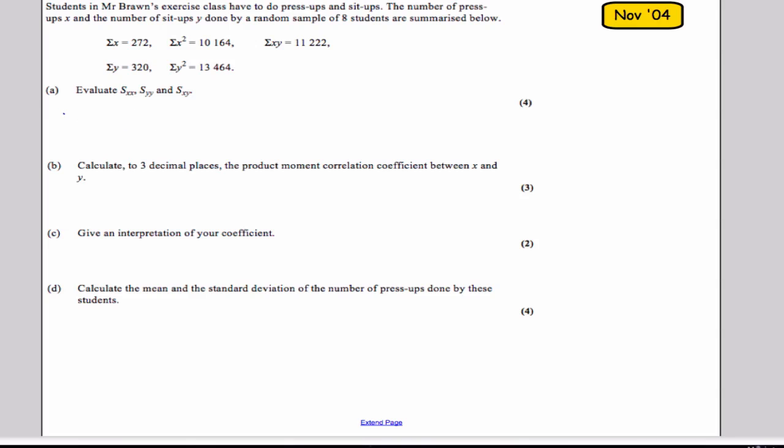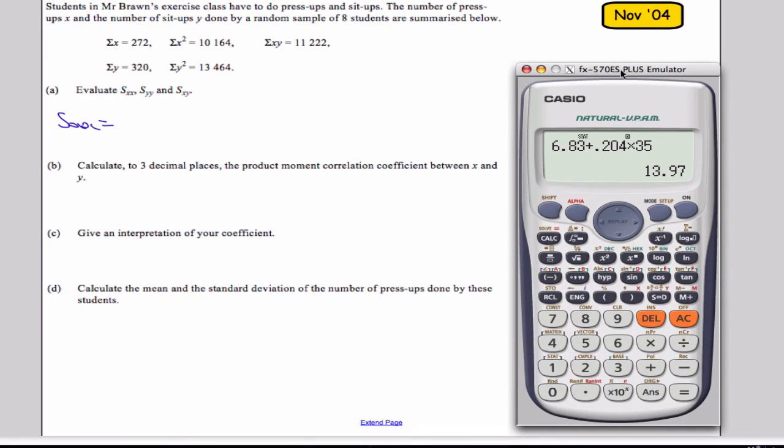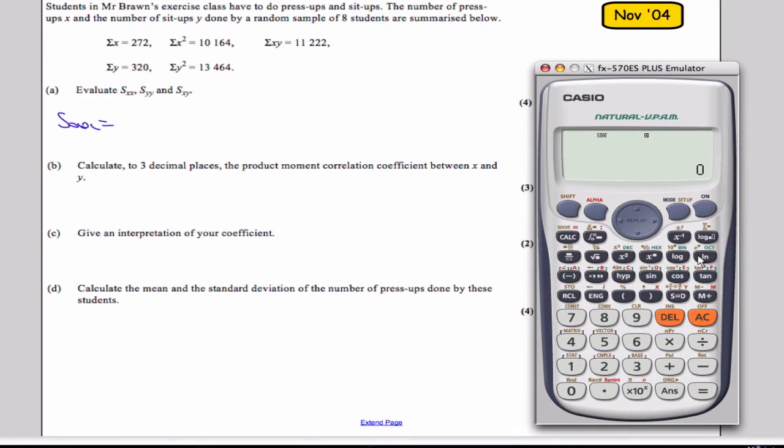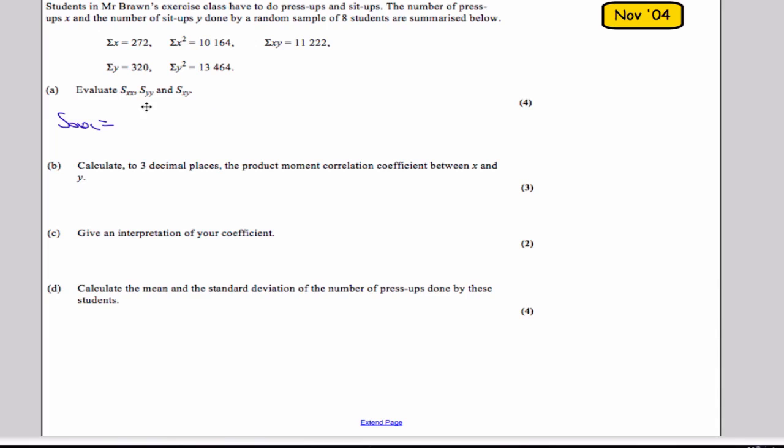Okay, so SXX, I'm going to save myself the hassle of writing it all out. Let's just whip out the calculator. We should be getting used to this formula at this stage. It is given in the table book. Hopefully you're starting to remember it off by heart. So the sum of x squared, 10164, minus the sum of x all squared, 272 squared, over 8, because we've got 8 students. That gives me 916.